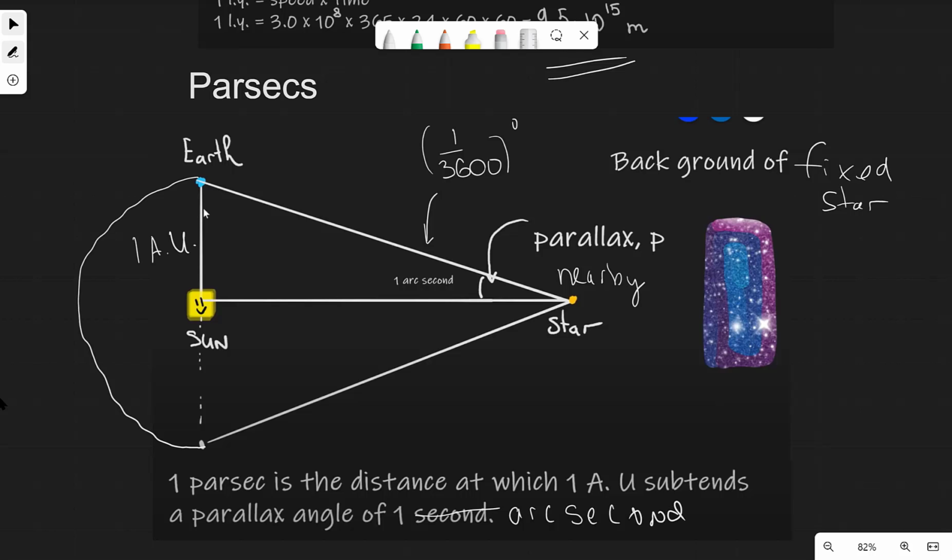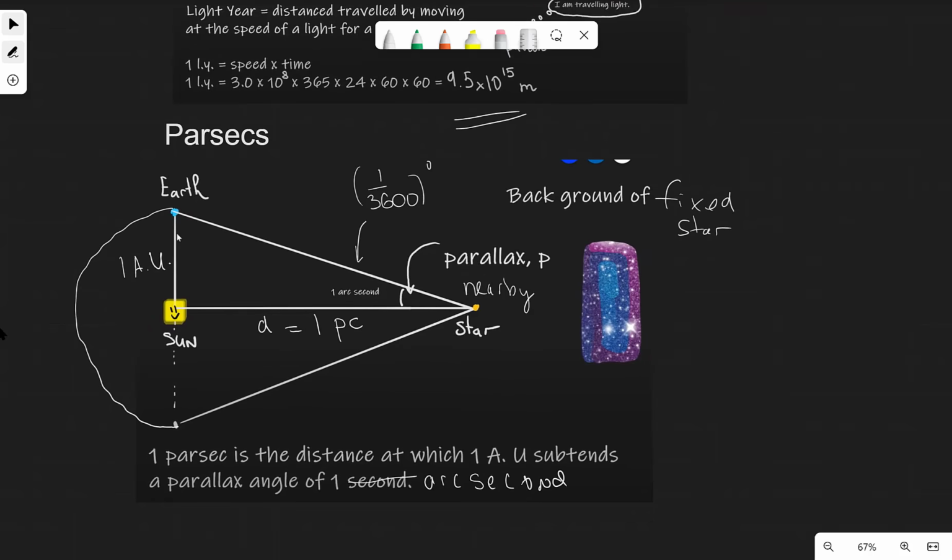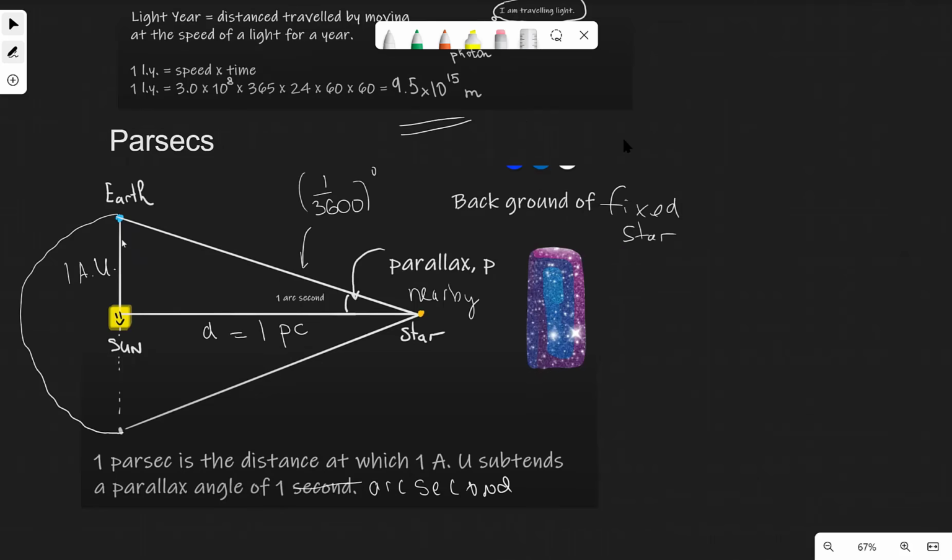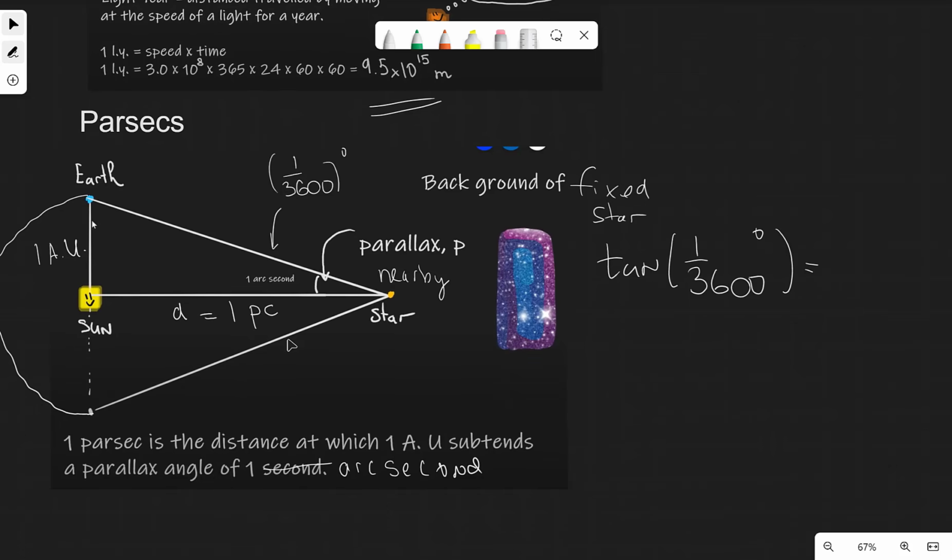So this means that if this angle here is one arc second, if this here is one astronomical unit, then this distance here, typically given the symbol d, will be equal to one parsec, one pc. Okay, well, let's calculate the value of one parsec using some simple trigonometry. So I'm going to use the fact that the tangent of one arc second is going to be equal to its opposite divided by the adjacent. So tan of 1/3600 degrees will be equal to the opposite, which is just one astronomical unit, 1 AU, and then we're going to be dividing that by the distance in parsecs.